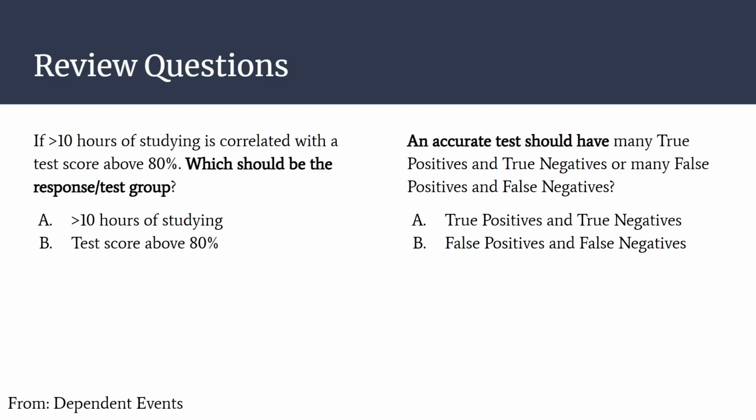Next question. An accurate test should have many true positives and true negatives, or many false positives and false negatives. The answer is A. Hopefully this one wasn't too bad. An accurate test should result in many true results and fewer false ones.